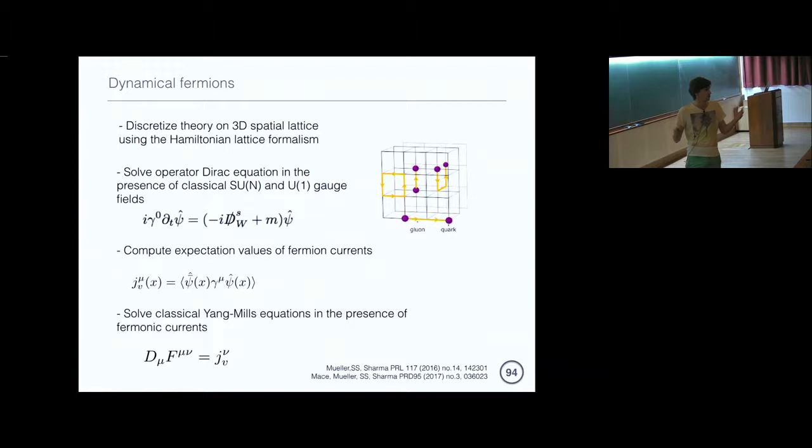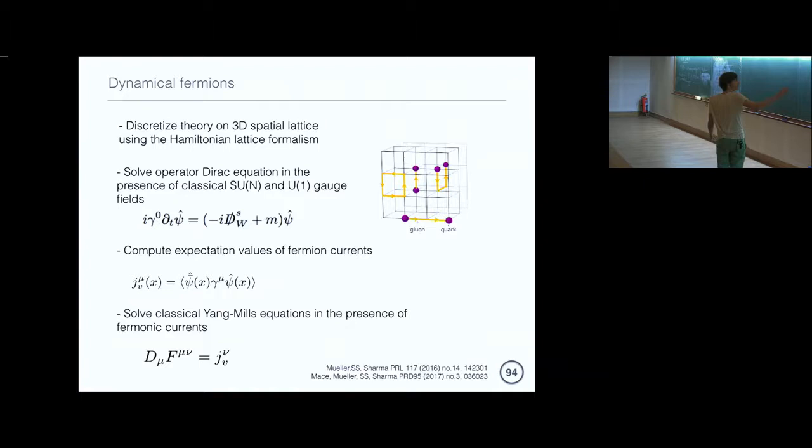The example I'll be discussing here will be for SU(N) cross U(1) theories, actually. Of course, the fermion equation of motion is the Dirac equation, which I've written here in this way. But now the fields that appear in this equation are really operator valued fields. So this is really what one has to include.